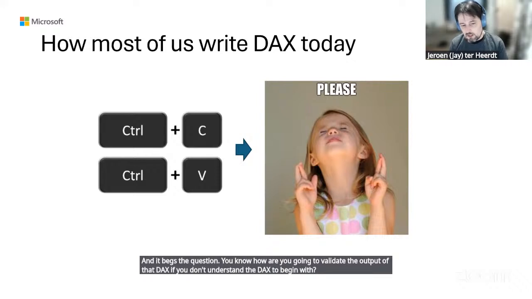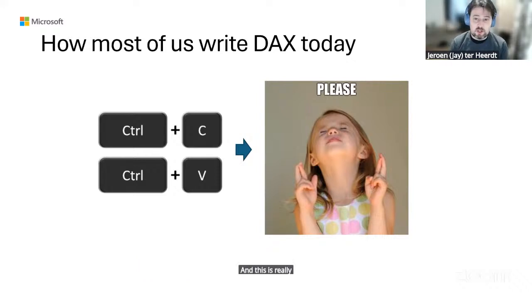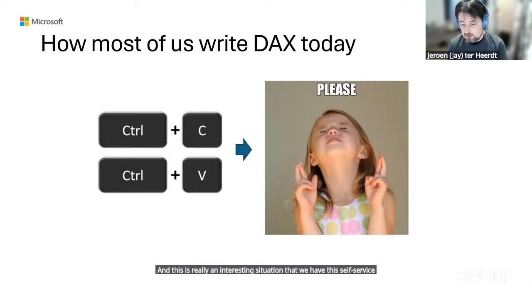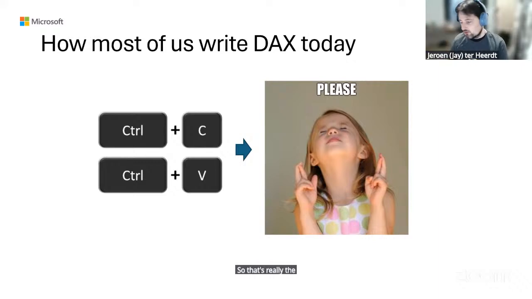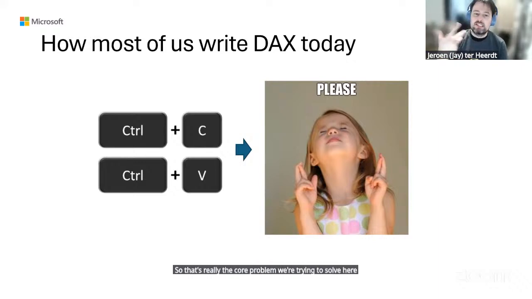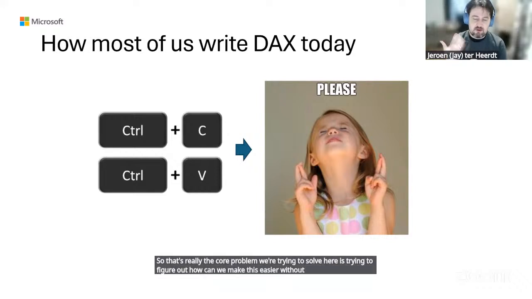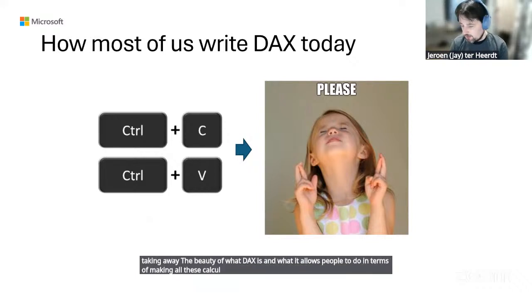So, this is really an interesting situation: we have this self-service BI tool that is supposed to be very easy to use, and then the programming language that you have to use to do calculations, called DAX, is so hard to use, or at least perceived to be so hard to use. So that's really the core problem we're trying to solve here: how can we make this easier without taking away flexibility, without taking away the beauty of what DAX is and what it allows people to do in terms of making all these calculations that they want to do. But how do we make it easier?